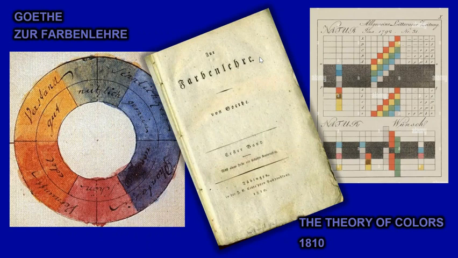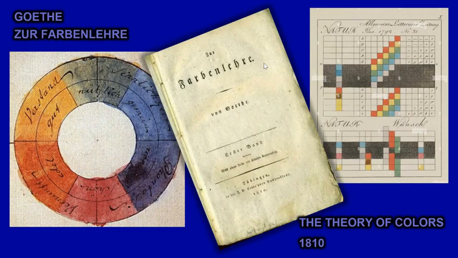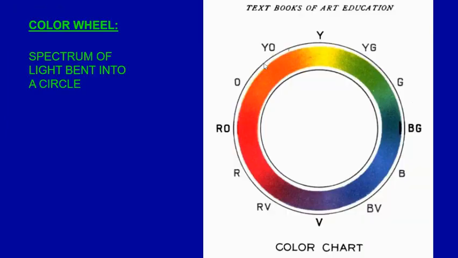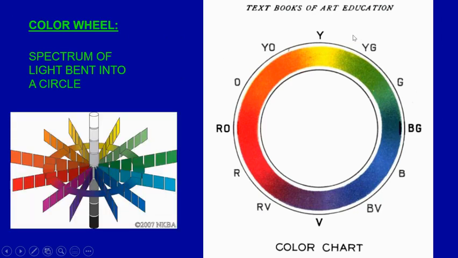Now, the first people to start discussing color theory were in the 19th century, and we will talk about that a lot next semester. They invented the color wheel, and if we take a look at the color wheel, it is a spectrum of light bent into a circle.